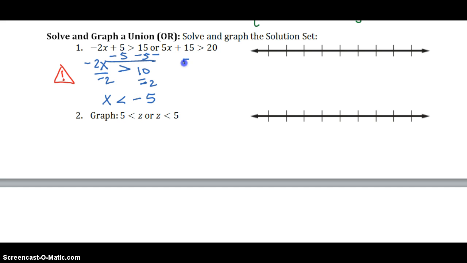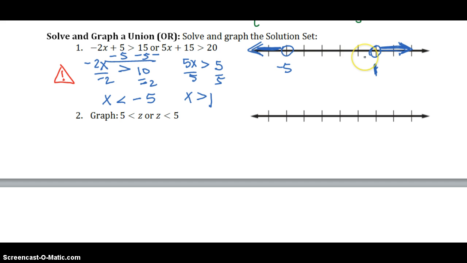On the other side, I have 5x greater than, when I subtract 15, it's going to be 5, and divide both sides by 5. X is greater than 1. So I'm going to jump over to the graph, and -5 will be down here somewhere. X is not included, it's not equal to, but it's less than, so it's going to the left. And then somewhere to the right of 0 is going to be +1, and it's not included, but x is greater than +1. So notice the graph goes in opposite directions. Your solution is one or the other.